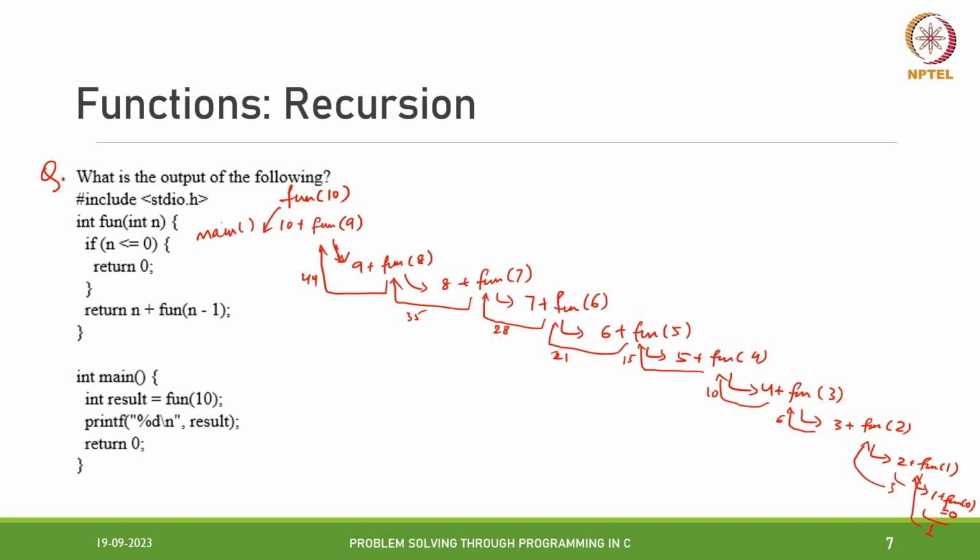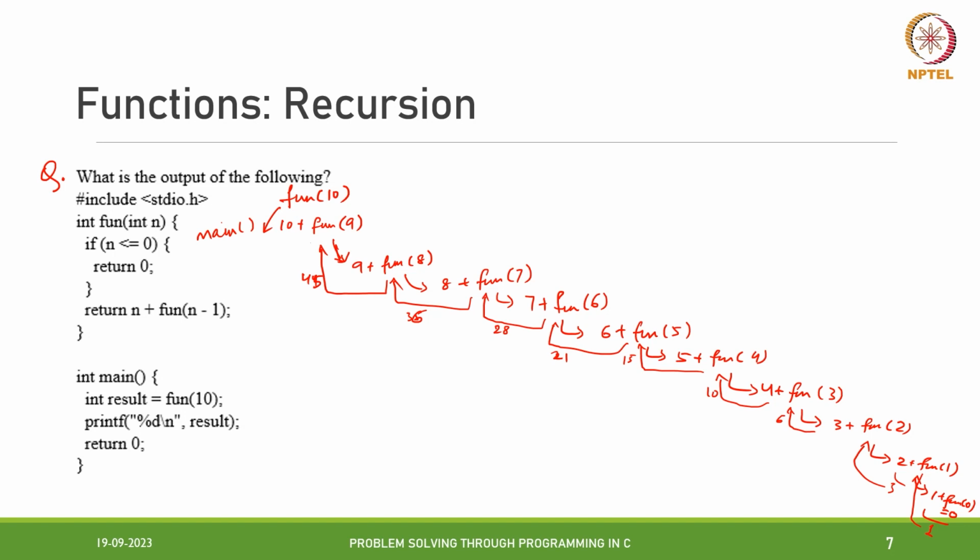Oh, did I make a mistake somewhere? 35, this will be, okay, let me see, 36. 28 after that, oh okay, yeah, sorry. That's 36. So 36 will get returned, then it will be 45. So 45 will get returned here.